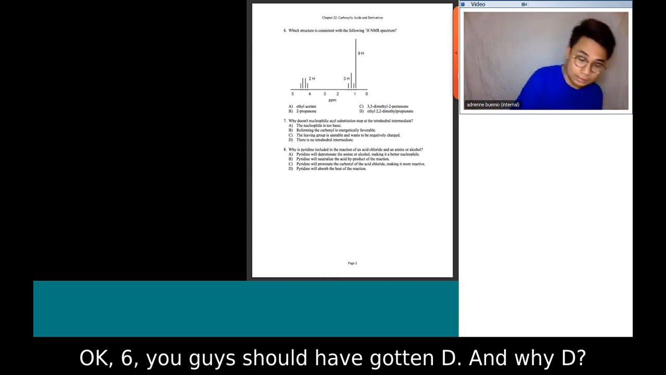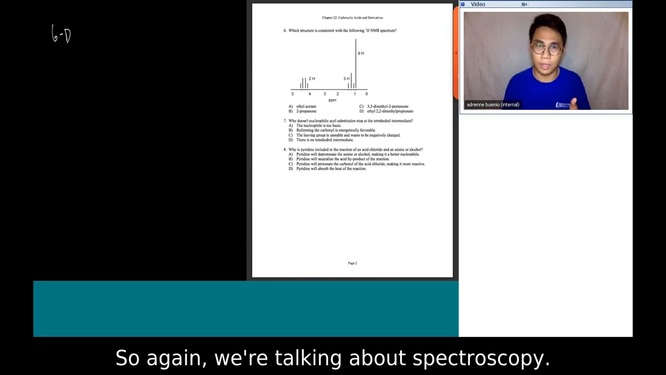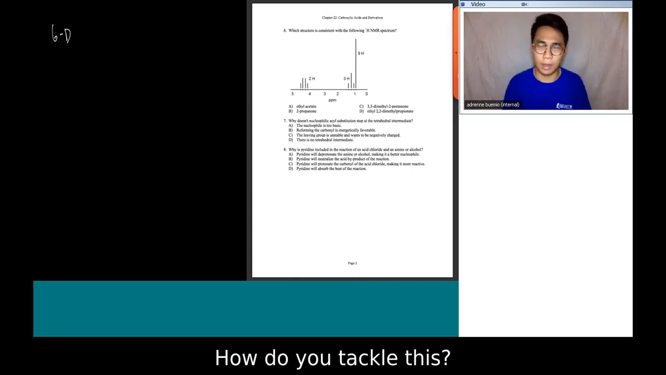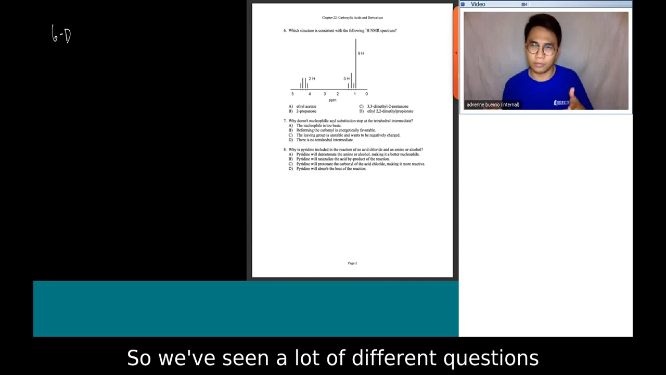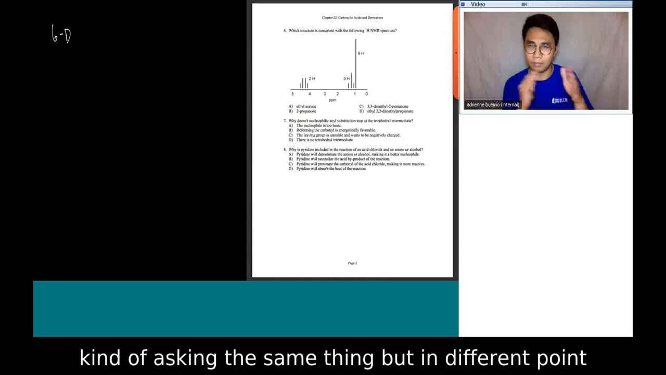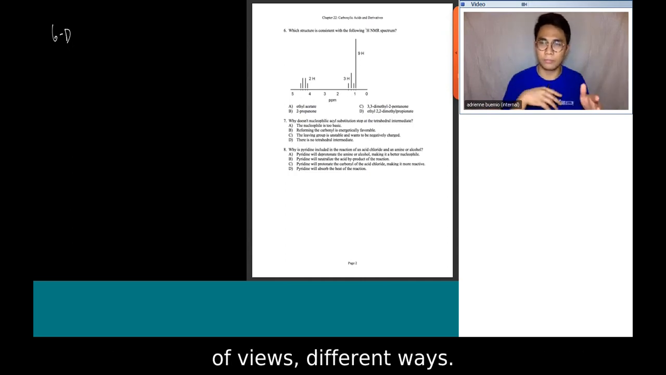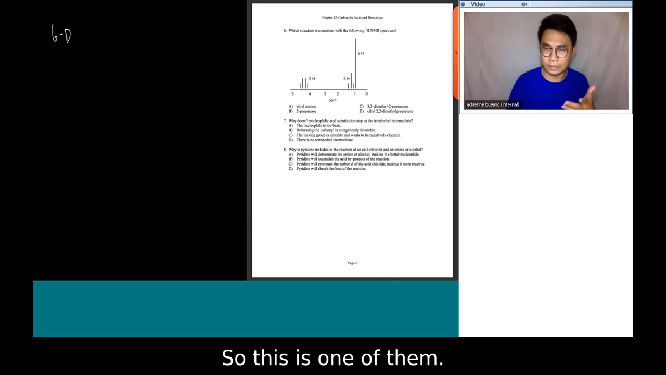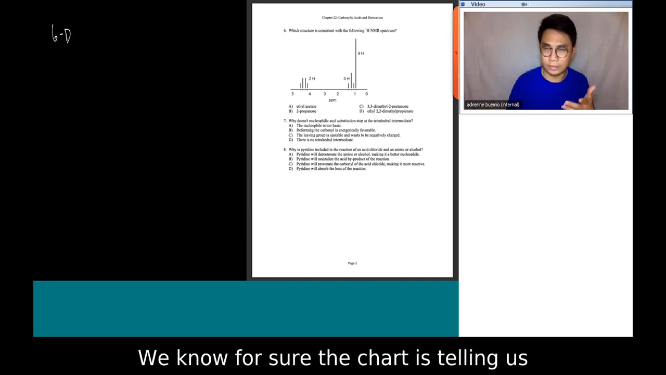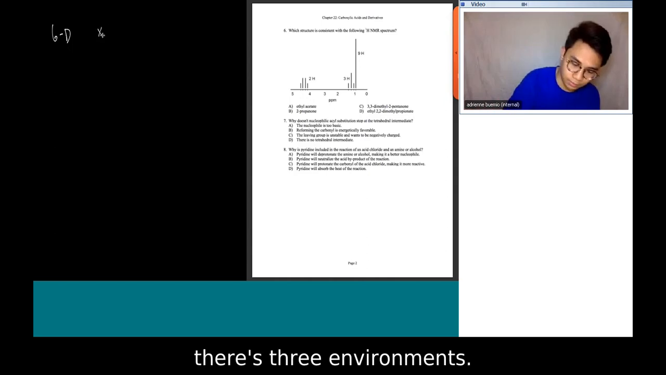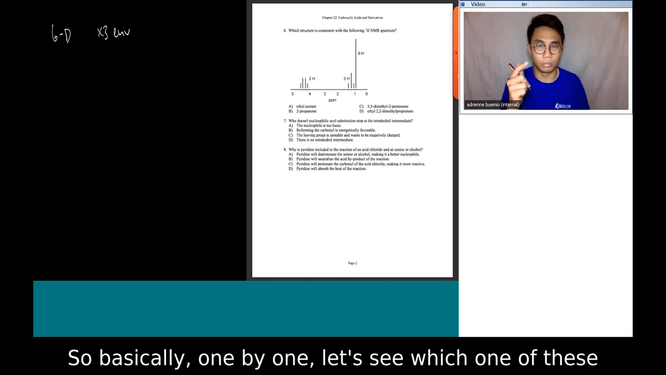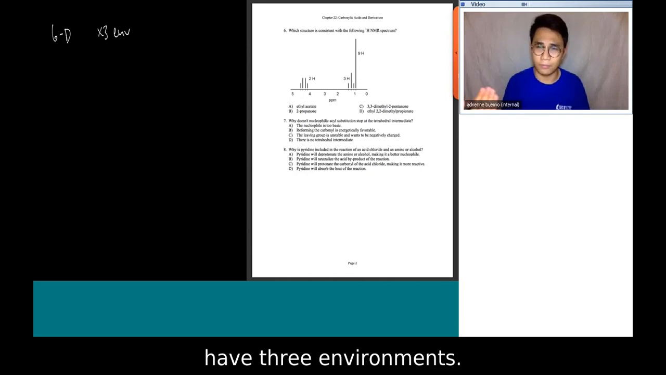Okay, 6, you should have gotten D, and why D? Again, we're talking about spectroscopy. How do you tackle this? We've seen a lot of different questions asking the same thing from different points of view. This is one of them. We know for sure the chart is telling us there are 3 environments. So one by one, let's see which of these have 3 environments.